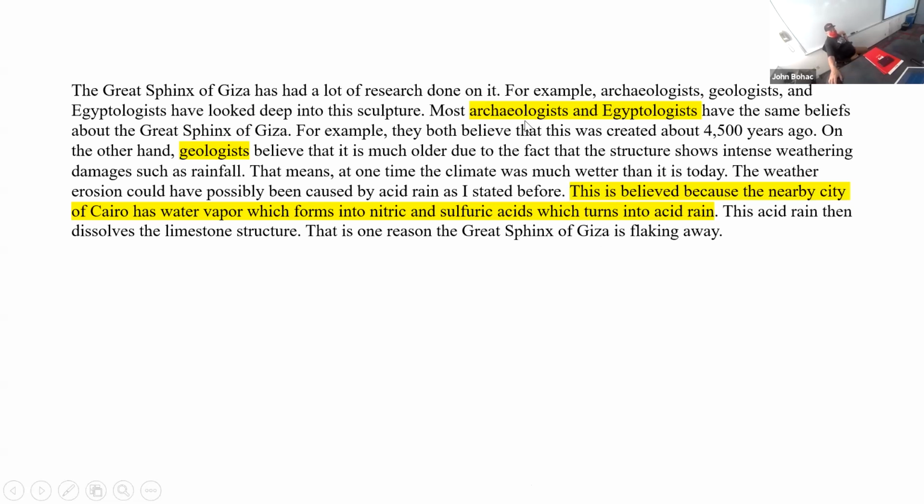disciplines: archaeologist, Egyptologist, geologist, and this is talking about the Great Sphinx of Giza. The nearby city of Cairo has water vapor which forms into nitric and sulfuric acid, which in turn turns into acid rain. Well, I want to put a title on that. What discipline would that be? Yeah, it could be, but chemistry is huge. It could be an area study too, a subgroup of chemistry, environmental studies.